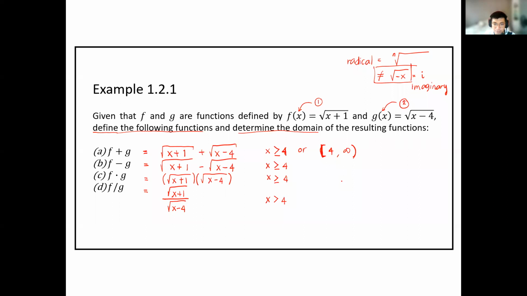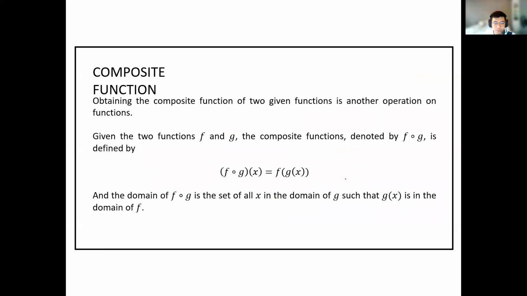So I think if you don't have any questions, we can proceed to the next slide. Another type of operation would be the composite function. Meaning we're going to have two functions, but one function will be incorporated into the other, or vice versa. So the domain of such a function will be the set of all x in the domain of g that are in the domain of f also.